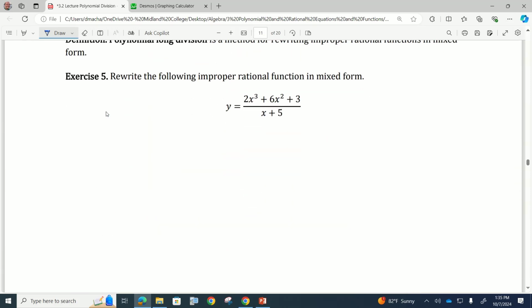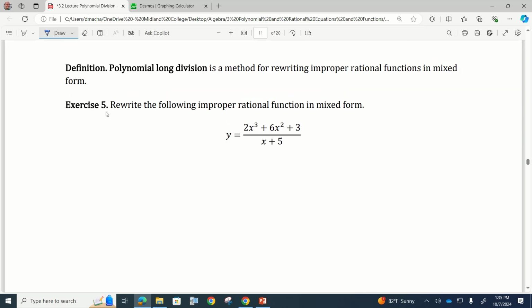Okay, so this is the main event for today. It's called polynomial long division. And this is a method that we use for rewriting an improper rational function in mixed form. So here is an example where I have an improper rational function, and I want to write this in mixed form. And I got 2x cubed plus 6x squared plus 3.